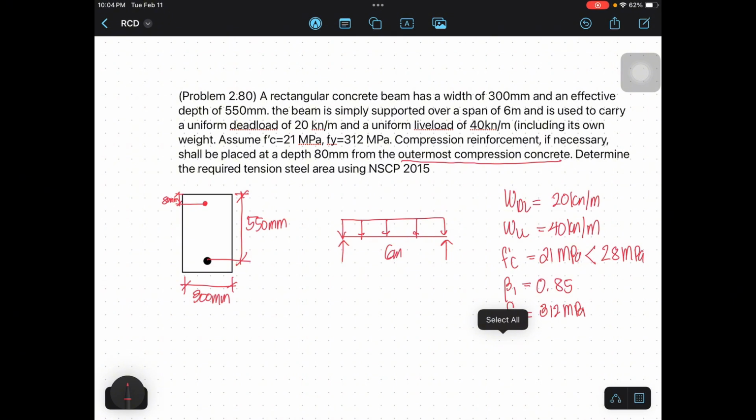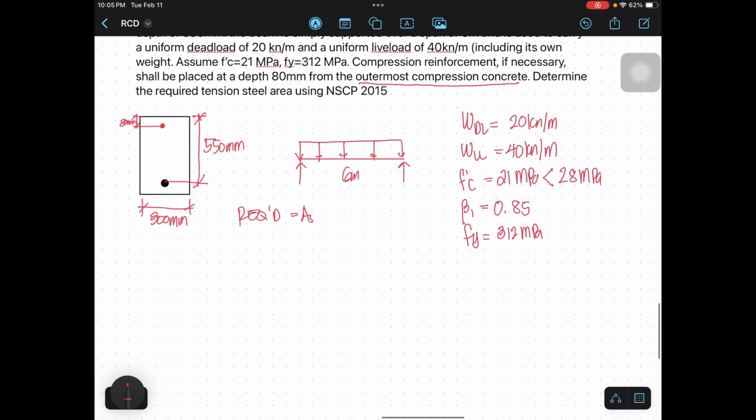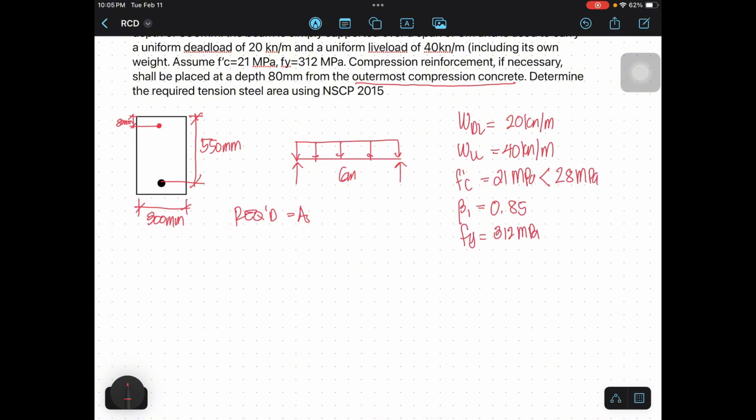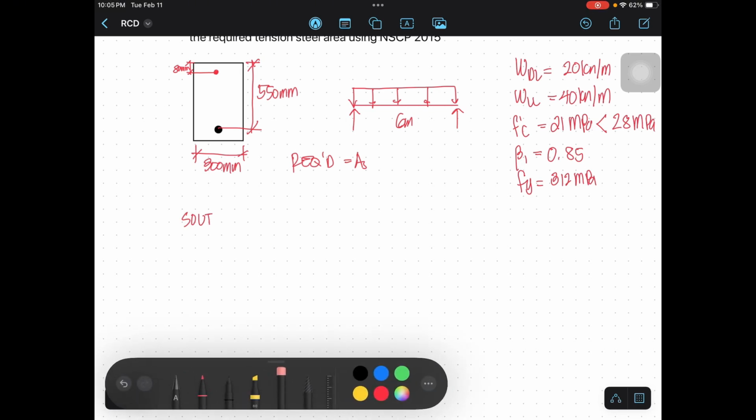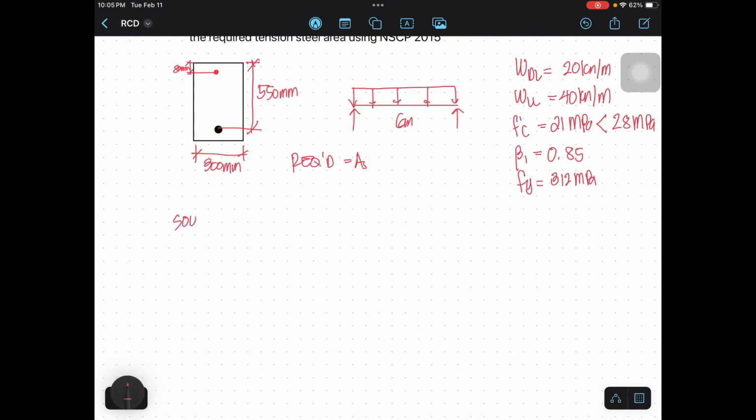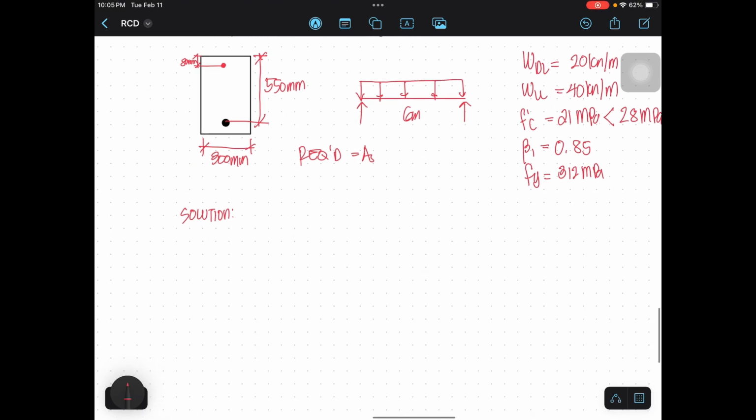Okay, so what is required is As, or how much area of steel reinforcement is needed for this type of loading and this type of section. Okay, so for the solution, first, let us compute the loadings that will be carried by our section.